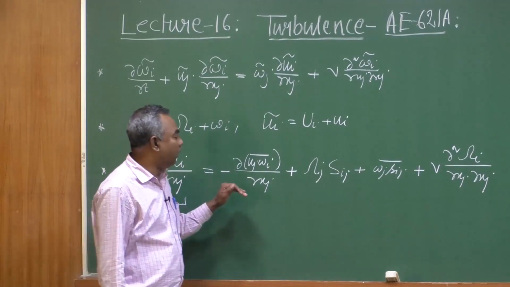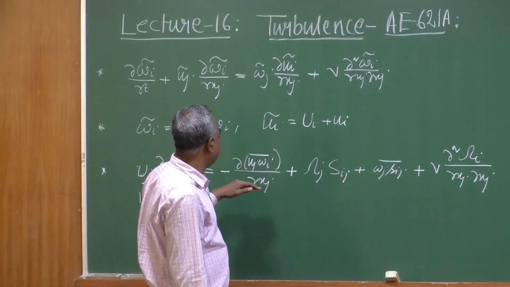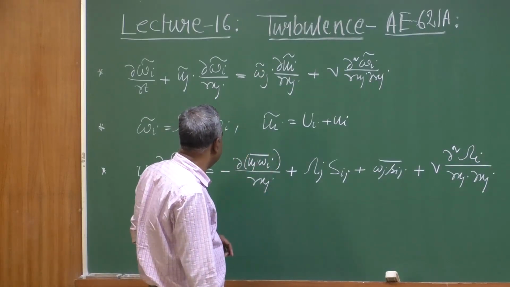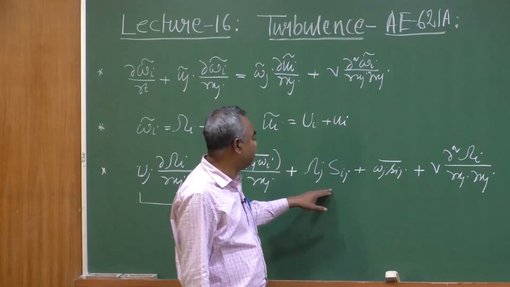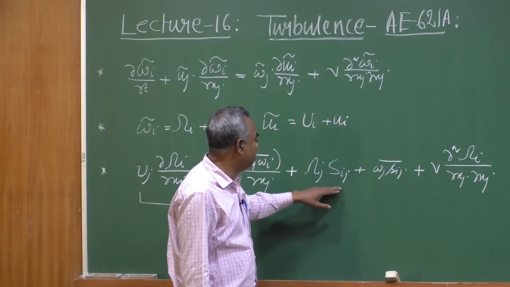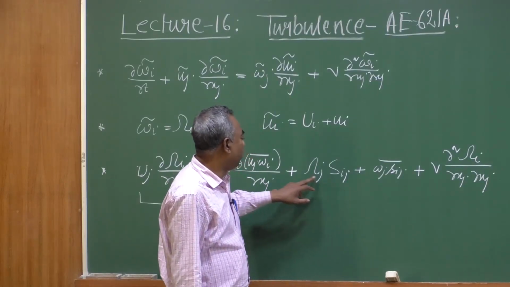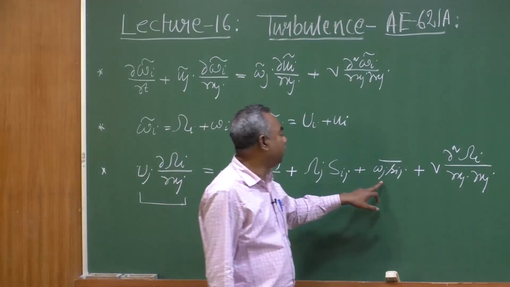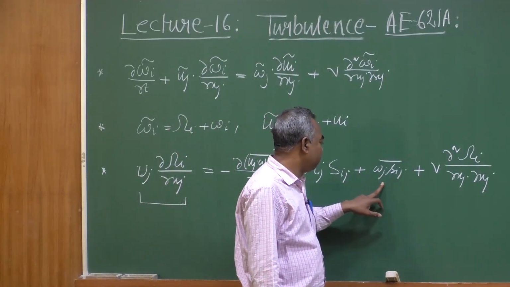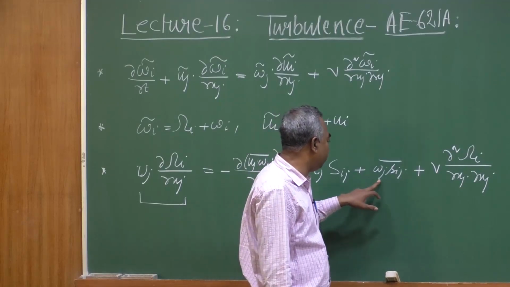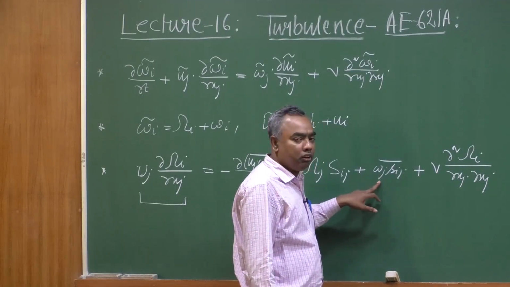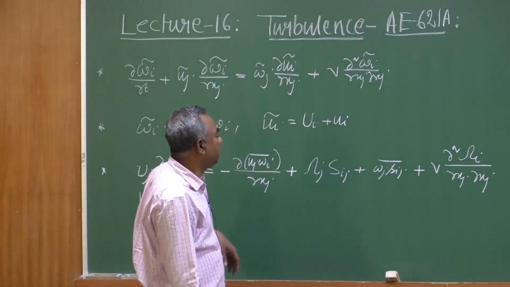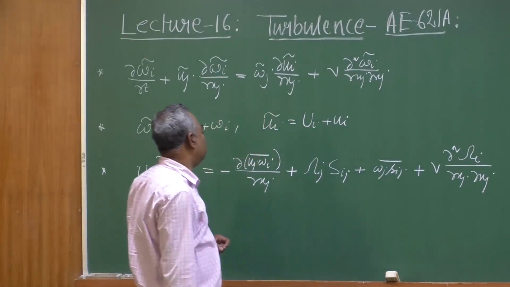And this is your velocity and vorticity interaction term, and this is your change of vorticity due to the stretching of the mean vorticity by the mean strain rate tensor, and this is the change of vorticity due to the interaction between the turbulent vorticity and turbulent strain rate tensor, and this is the diffusion of the mean vorticity.